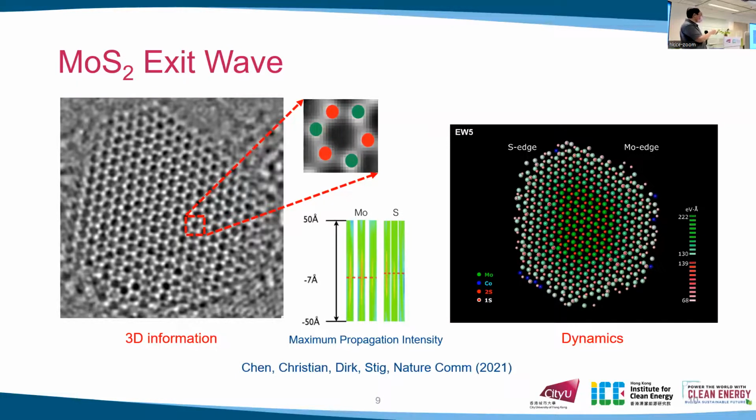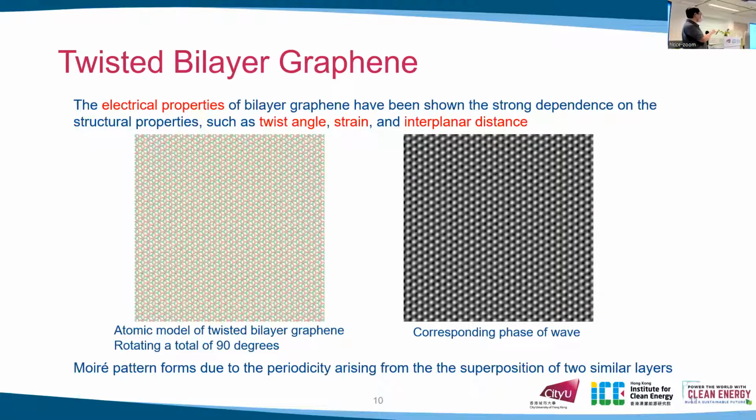But for this method, there's one problem. We need to obtain resolved atomic columns. Like, we need to see each atomic column. But for some materials, we cannot see the atomic columns clearly. So here is an example. Twisted bilayer graphene now draws a lot of attention because we can change the electric property by changing the structure, like the twist angle, strain, and the interplanar distance.